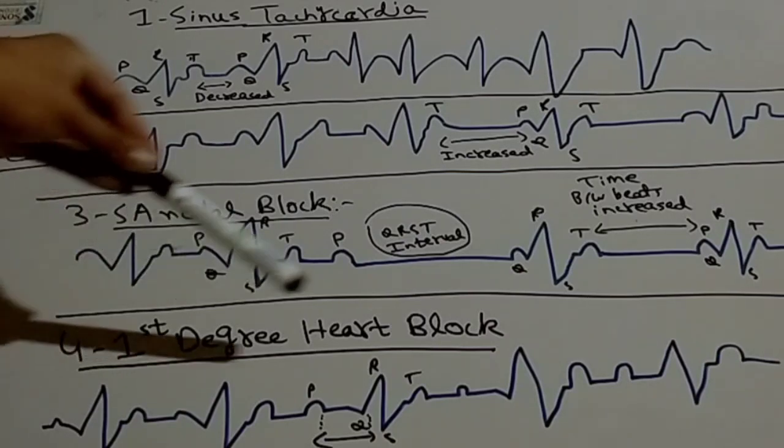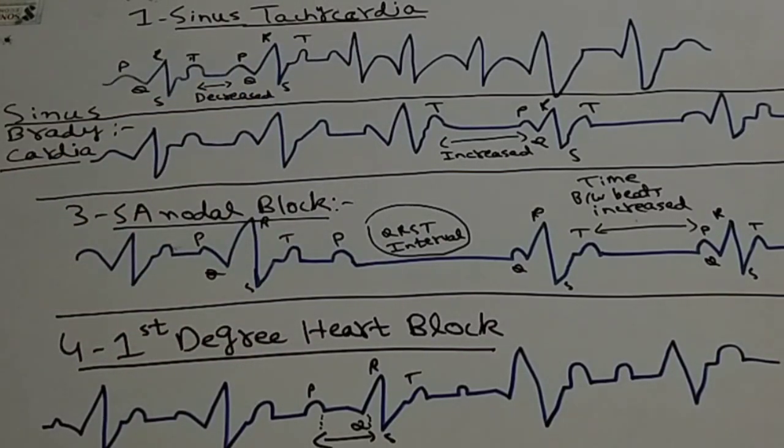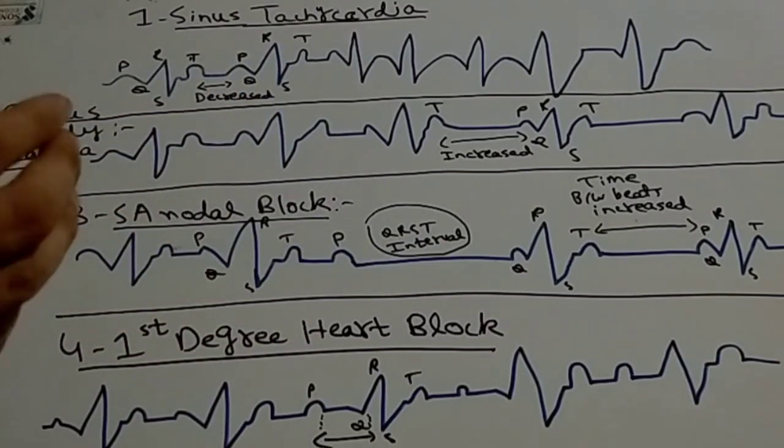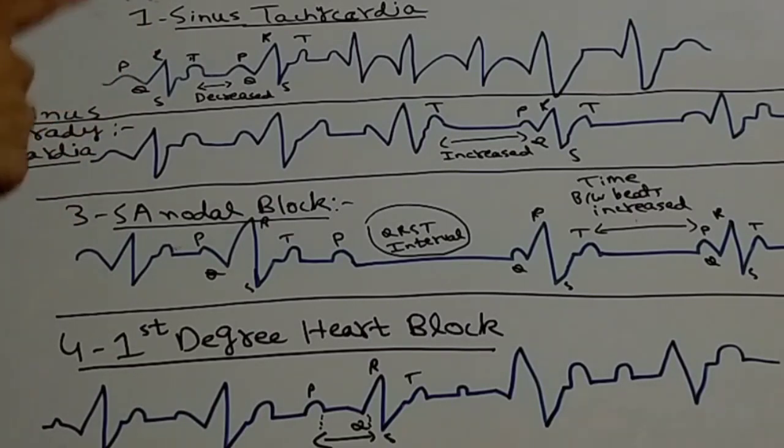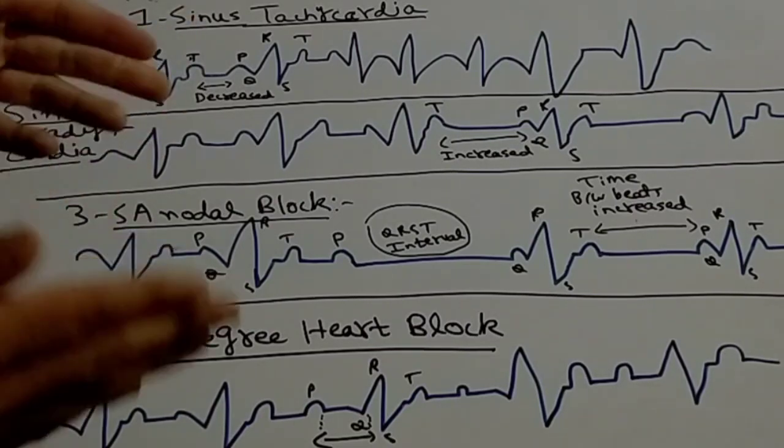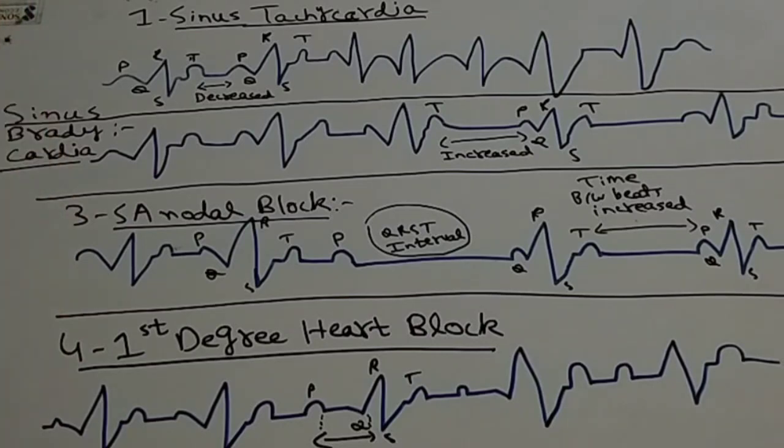Now talking about first degree heart block. In first degree heart block, the pathway which transmits the impulse from the SA node towards the AV node is narrowed. Due to this narrowing, the impulse cannot travel with as much pace as it does in normal circumstances. So the impulse travels from the SA node towards the AV node very slowly.